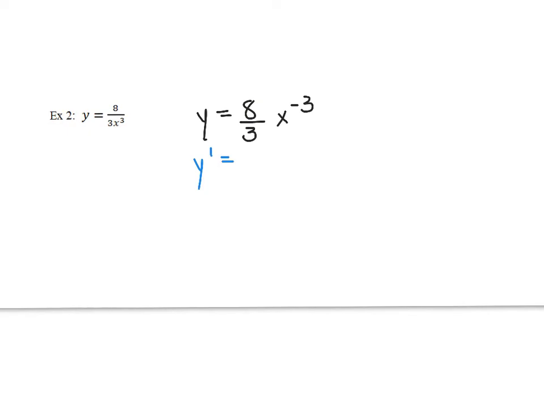So the derivative is going to be equal to, the power rule says let's take that negative 3 and multiply it by the coefficient 8 thirds. So negative 3 times 8 thirds gives me negative 8. X to the, subtract 1 from the exponent. Be careful when those exponents are negative. Negative 3 minus 1 gives me a negative 4. Again, following our rule so that we do not have any negative exponents in our answer, we're going to say this derivative is negative 8 over x to the fourth power.